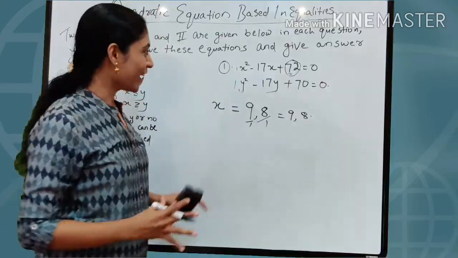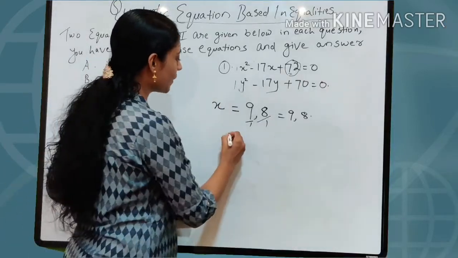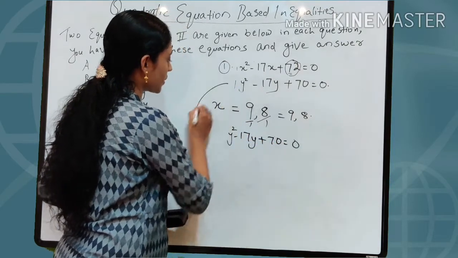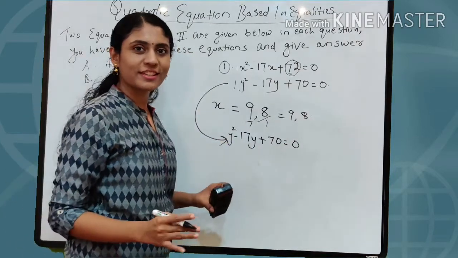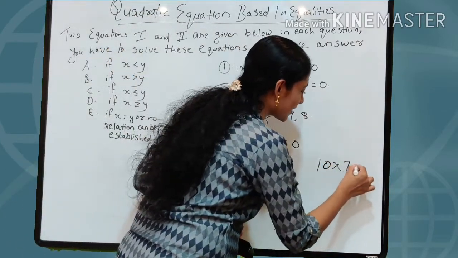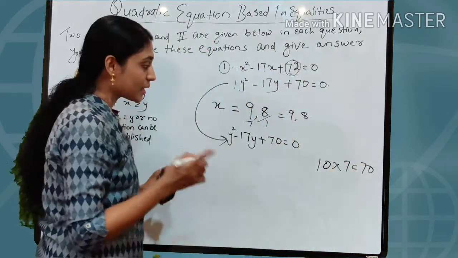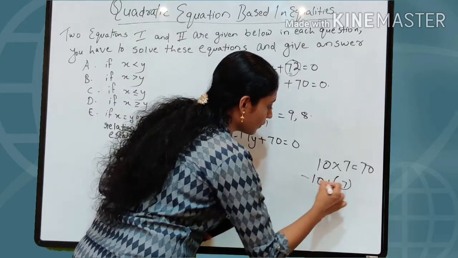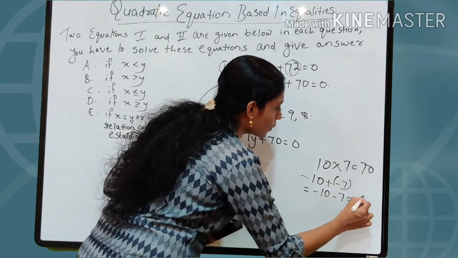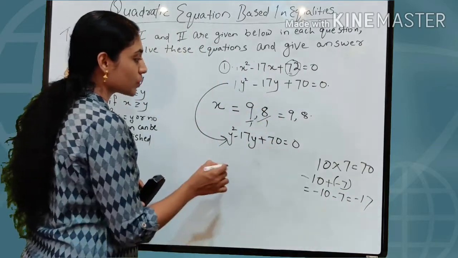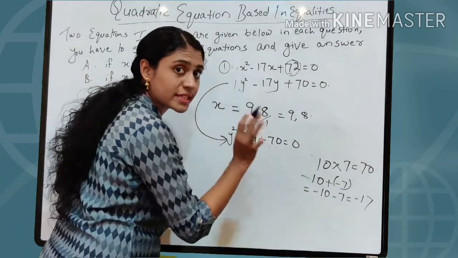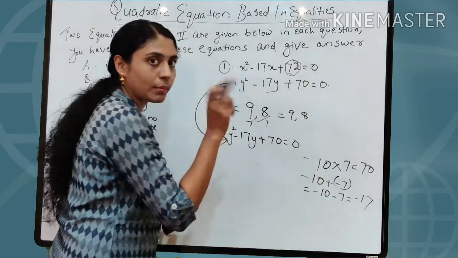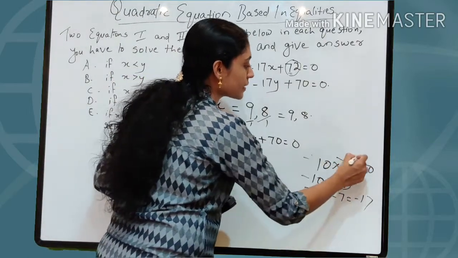Now going to the second equation, that is y square minus 17y plus 70 equal to 0. We know that 10 into 7 is 70. And when we add minus 10 and minus 7, which can be written as minus 10 minus 7, we get minus 17. So here also the numbers should possess a negative sign. Because here the numbers we have written as minus and minus, the answer is the same, minus minus gets plus.